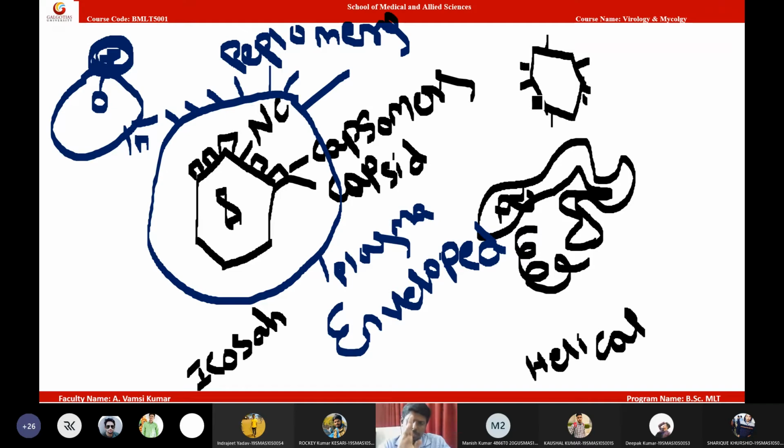Coming to the symmetry of the nucleocapsid, this nucleocapsid can be either in icosahedral symmetry or it can be in helical symmetry.